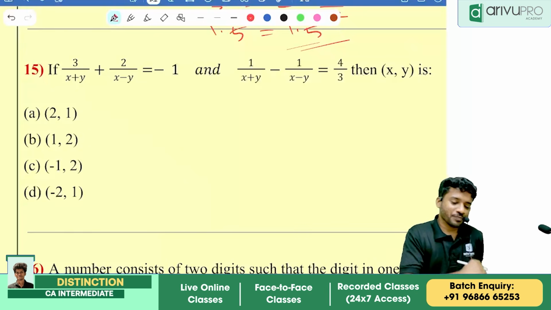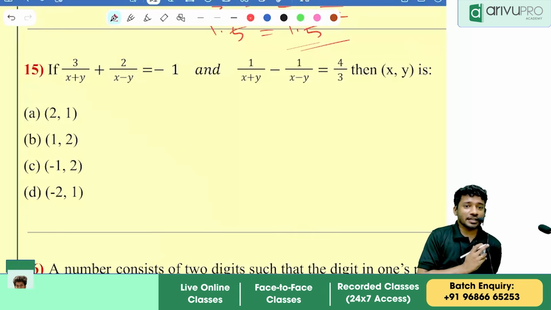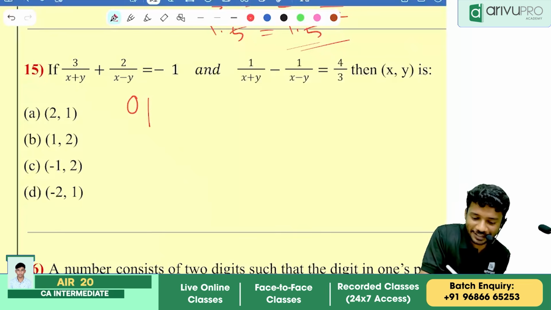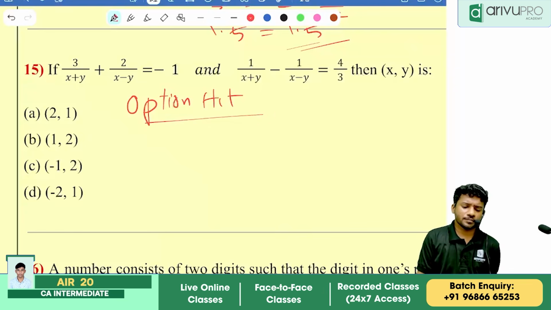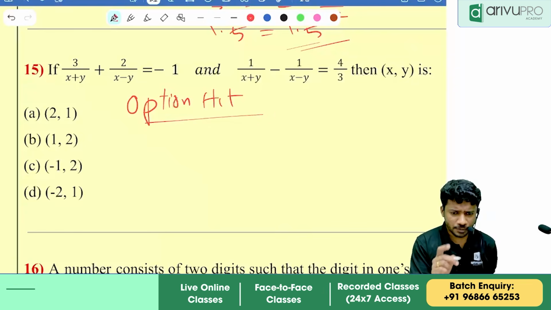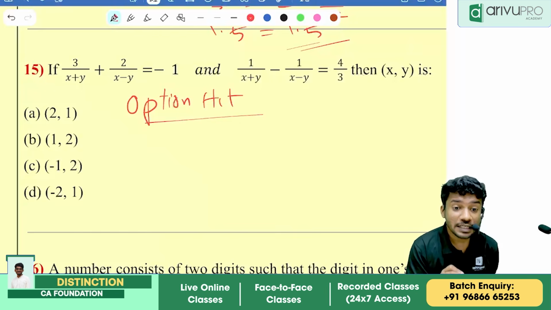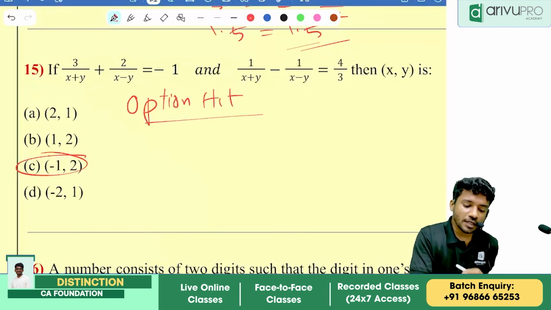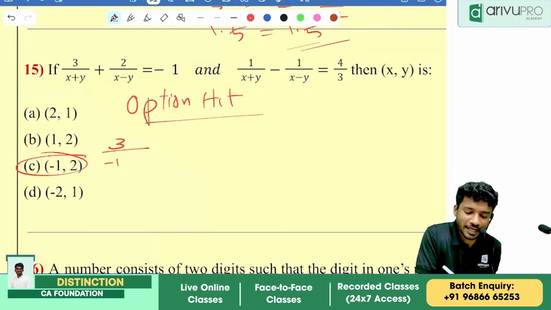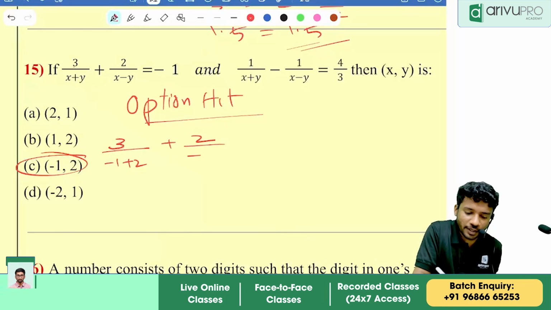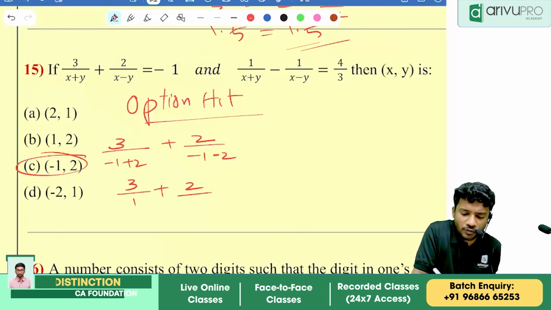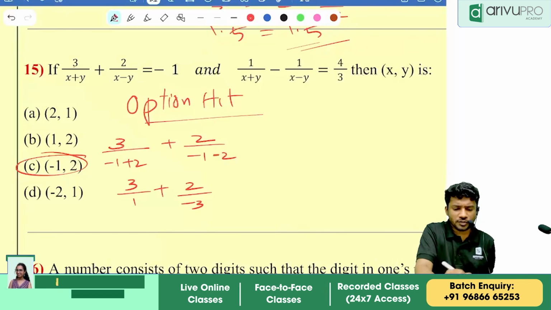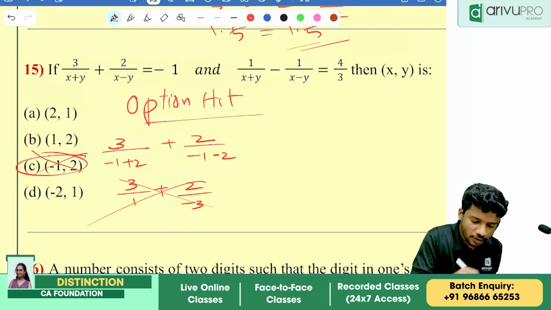Now, look here. What to do? Sit and cry or do it? Option hit. Yes. Which option? Which option are we going with? We will try whichever option you want. You tell me. Option C. We will check the options. First option. 3 divided by minus 1 plus 2, plus 2 divided by minus 1 minus 2. Which is equal to 3 divided by 1 plus 2 divided by minus 3. Which is anyway not equal to minus 1. Option C is wrong.